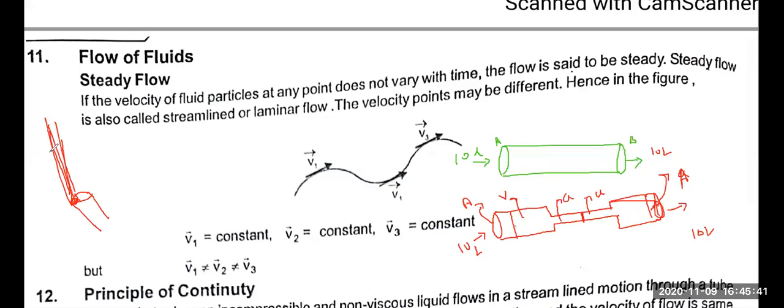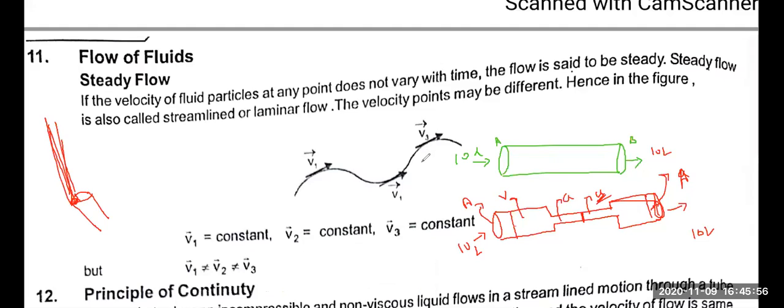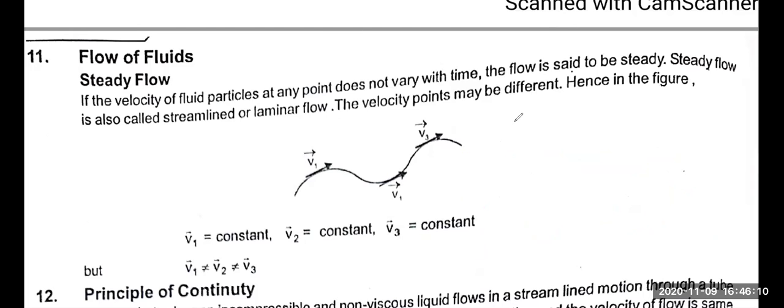So if I think about this, I can say that since area is less, velocity should be more, and here area is more, so velocity should be less. Got it? Everyone agree with this? Because at any point of time, the amount of liquid flowing through any cross section should be the same. I hope this is well understood.